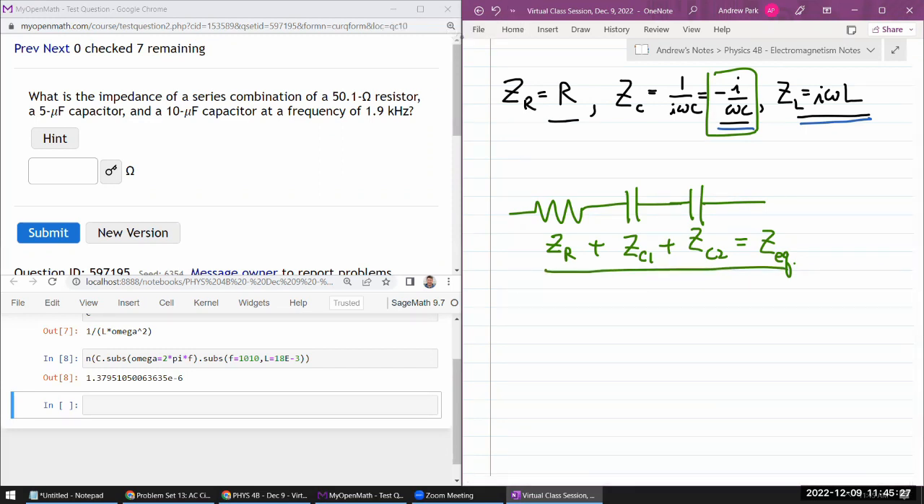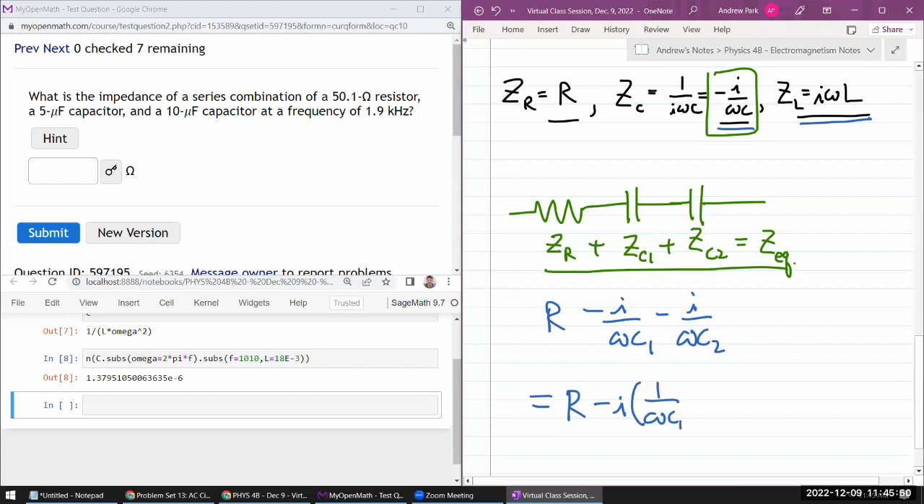We have R plus minus i over omega C1 plus minus i over omega C2, or just doing a little bit of simplification for the complex number, R minus i times (1 over omega C1 plus 1 over omega C2).